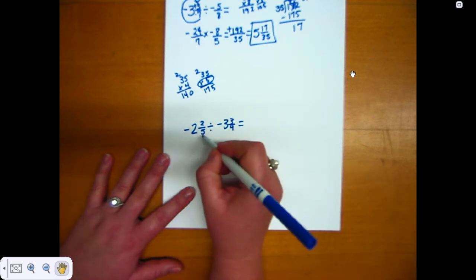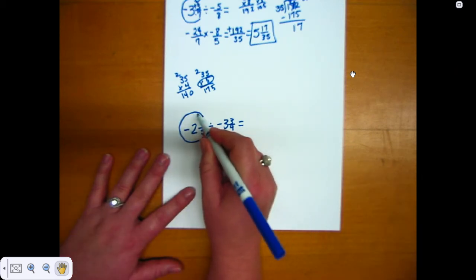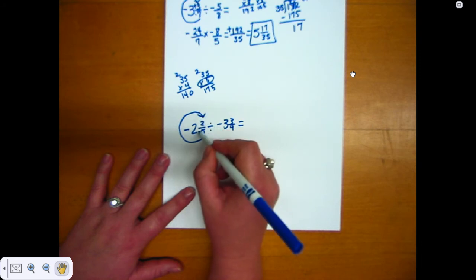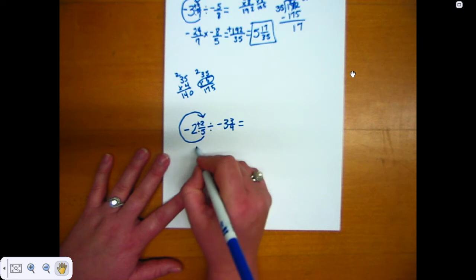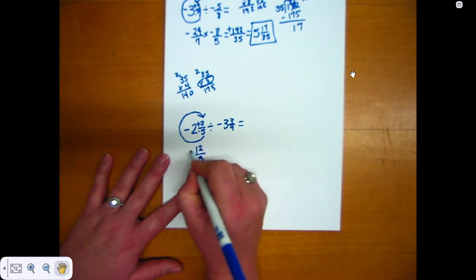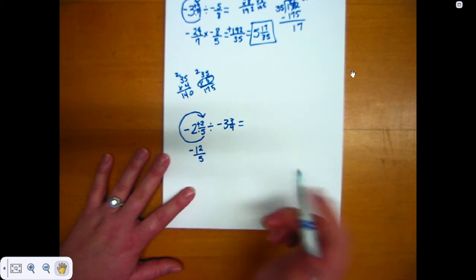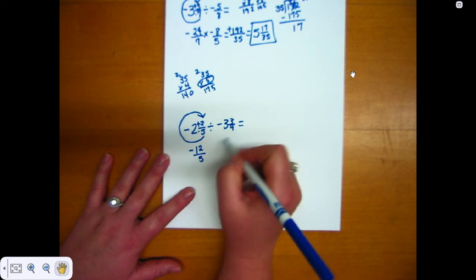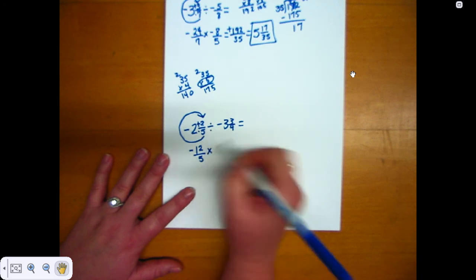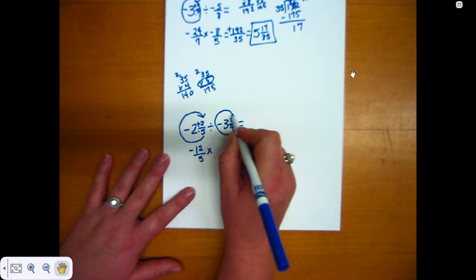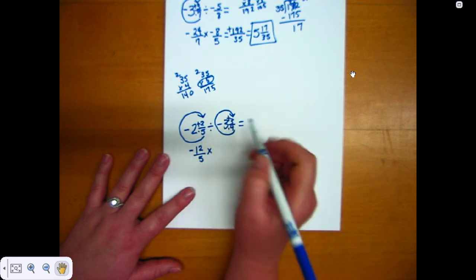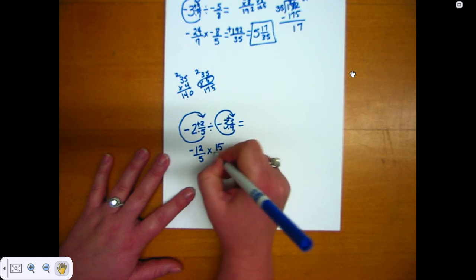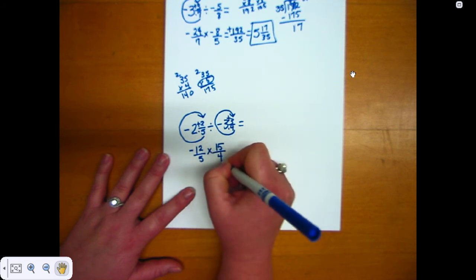Okay, so we are going to do around the world, which means I'm going to multiply. 5 times 2 is 10. 10 plus 2 is 12/5. And remember your sign, it's negative 12/5. And we're going to go ahead and change this to multiply. And let's do around the world here. 4 times 3 is 12. 12 plus 3 is 15. And keep the denominator.